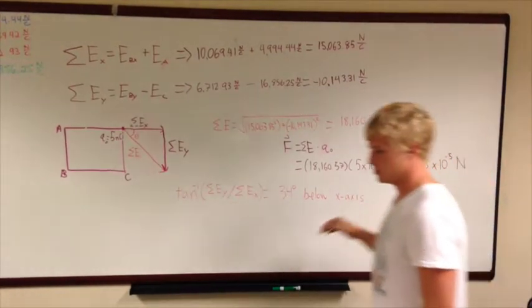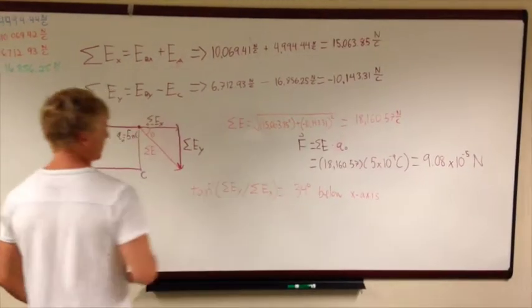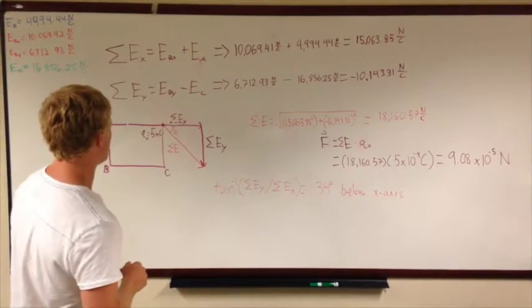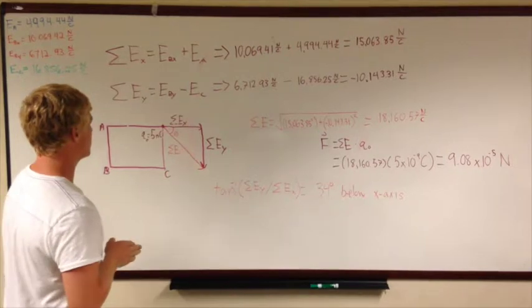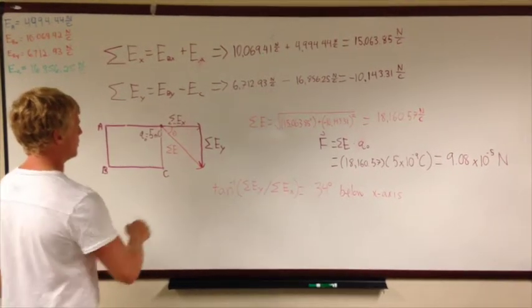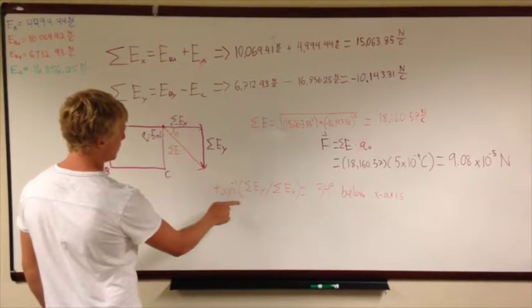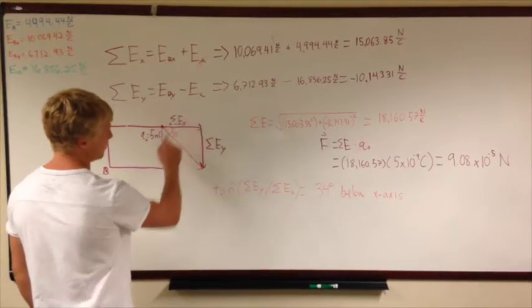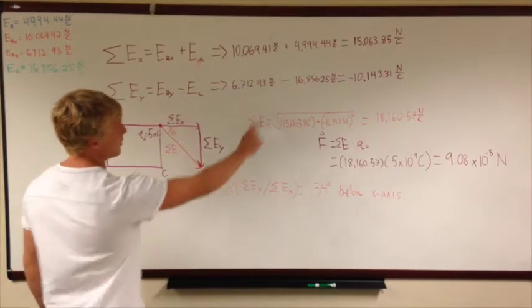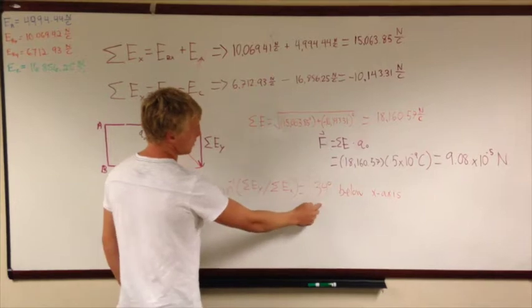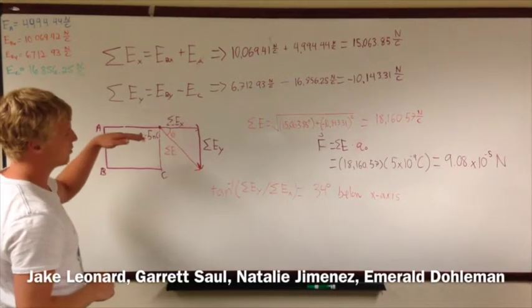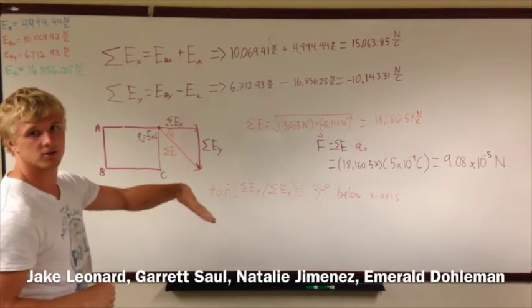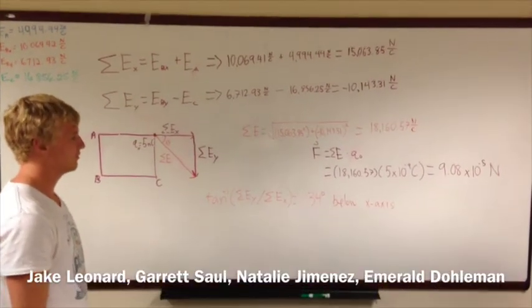So that's the total force acting on the particle. The final part of this problem is to find the angle at which the force is being acted on. We do that by taking the tan inverse of the opposite over adjacent here. We plug these numbers in here, and we get 34 degrees for this angle, and that it's 34 degrees below the x-axis. That's a final answer.